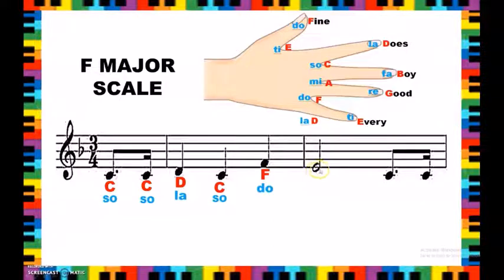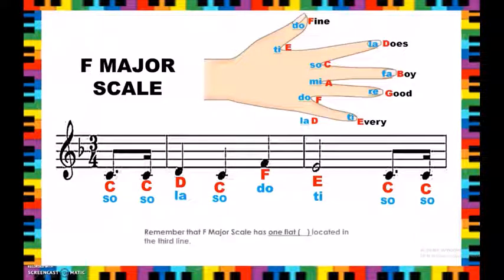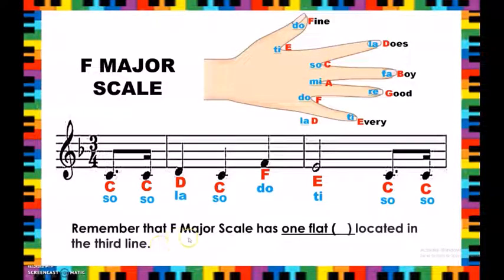First line is E, which is ti. And then C again, ledger line. And then do, C, so, and then C, so again. Okay? Remember that F major scale has one flat located in the third line. 1, 2, 3, third line. Okay?